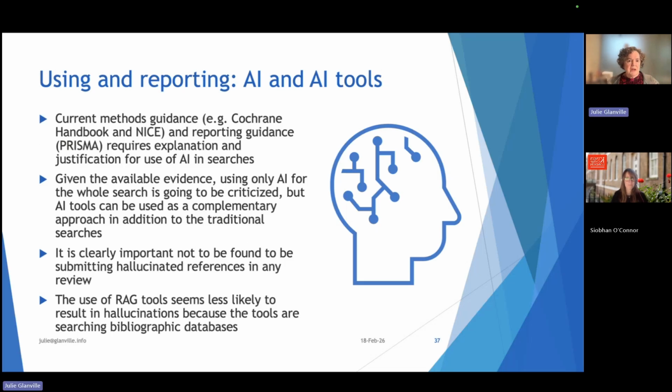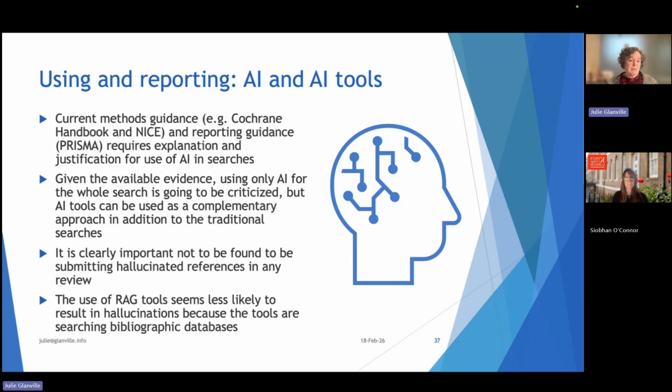I just wanted to highlight now how we should think about using and reporting AI and AI tools. It's really important to read the methods guidance of the systematic review body that you're producing your review for, for example, Cochrane or JBI, because there is guidance now for how you should select and use the AI tools and how you should report your use of the AI tools.